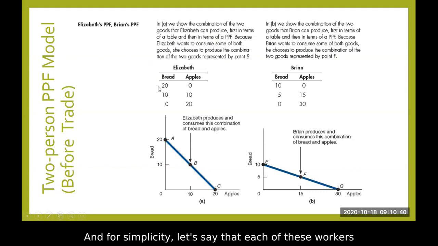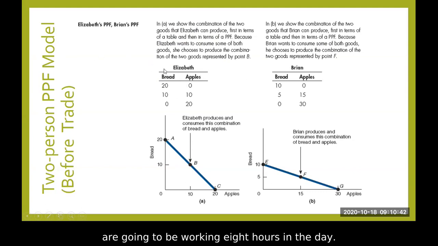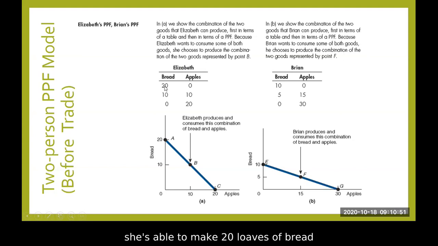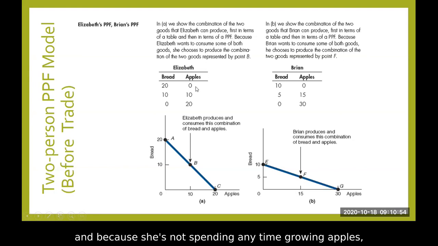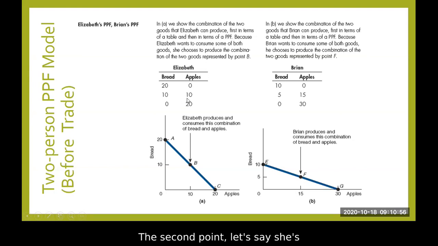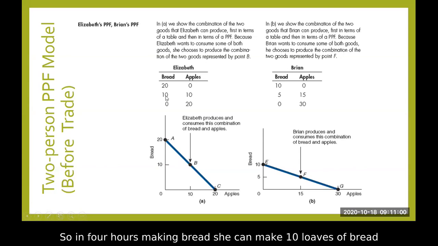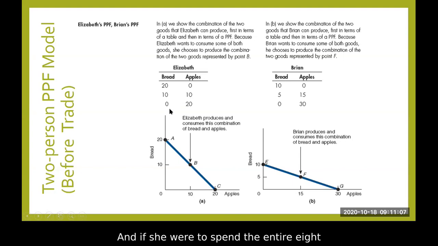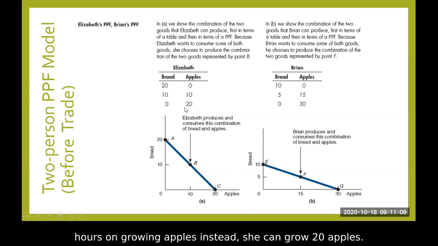And for simplicity, let's say that each of these workers is going to be working 8 hours in the day. So if Elizabeth spends all 8 hours making bread, she's able to make 20 loaves of bread. And because she's not spending any time growing apples, she gets 0 apples. For the second point, let's say she's spending 4 hours on each. In 4 hours making bread, she can make 10 loaves of bread, and in 4 hours growing apples, she can grow 10 apples. And if she were to spend the entire 8 hours on growing apples instead, she can grow 20 apples.